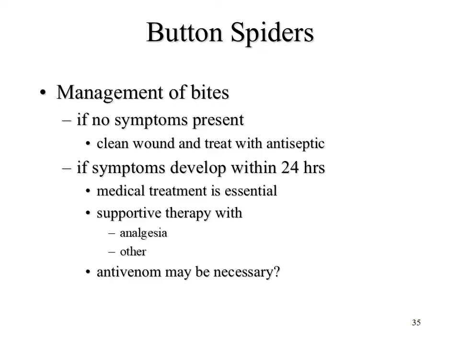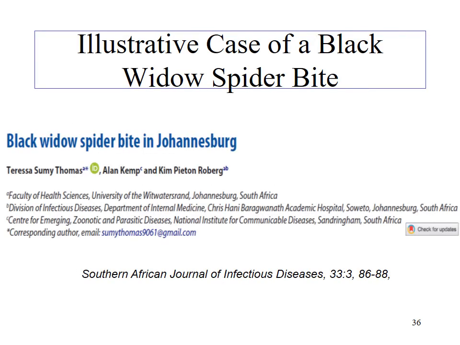So, like I said, the venom of the black widow is about 4 times more potent than that of the brown widow. So even if someone is bitten by a brown widow spider, they might exhibit some of the symptoms that we mentioned before, but maybe not to a similar extent as a black widow spider. And I just want to finish off, well, not really finish off, by having the illustrative case of a black widow spider bite in Johannesburg.